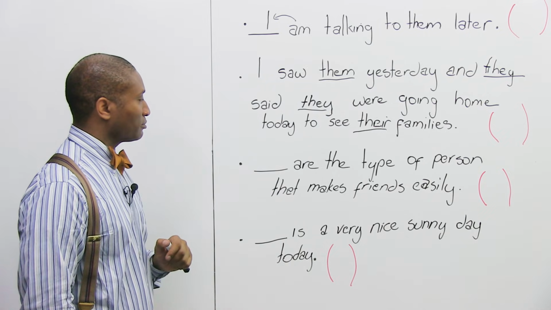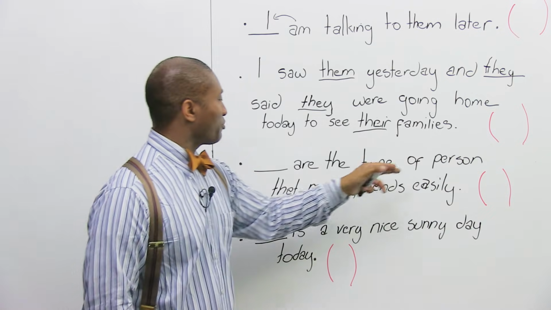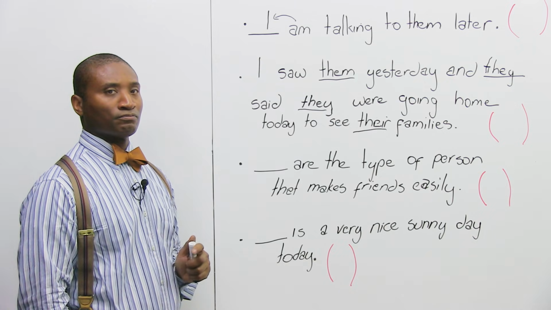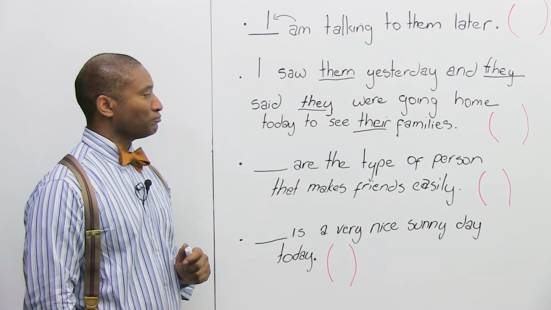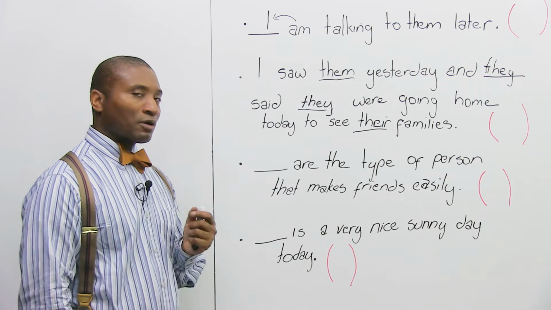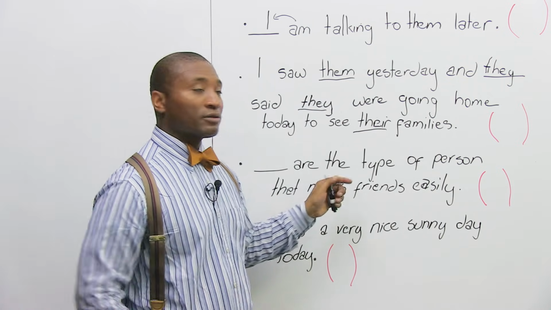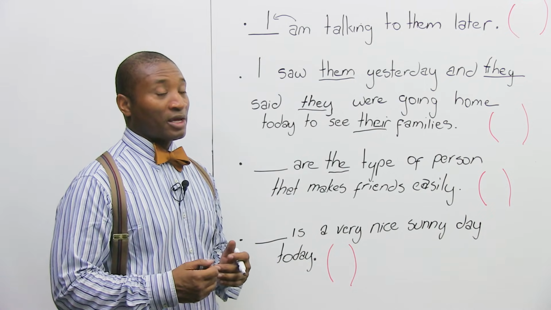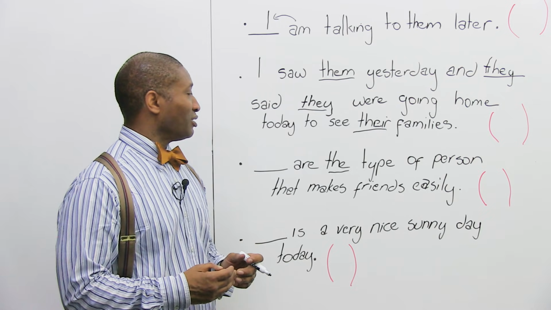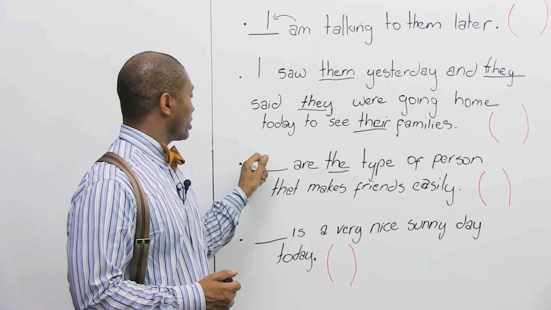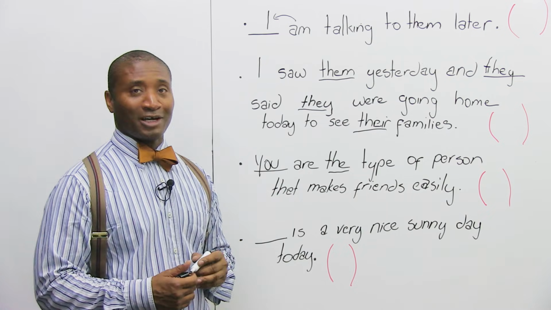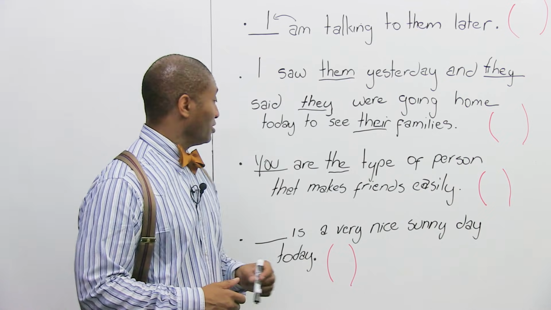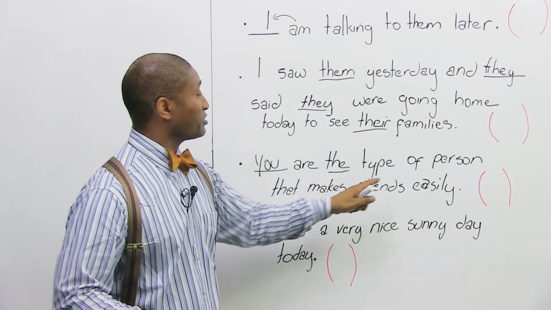Number 3. Blank are the type of person that makes friends easily. Okay, well, we can see it's one. The article says one type of person. So we have a choice between I and you. Well, I don't think I'm talking about me. I think I'm talking to you. I think you're the friendly type of person. You watch engVid, you've got to be a good guy or girl. So you are the type of person that makes friends easily.